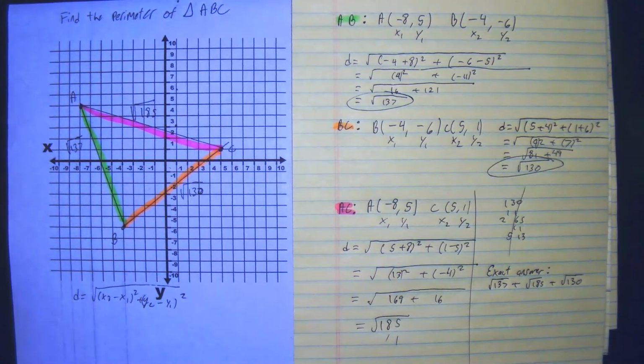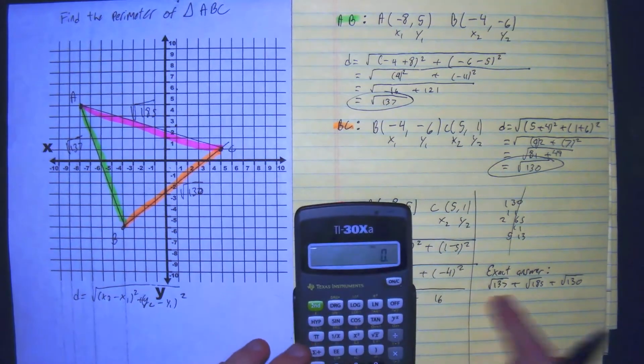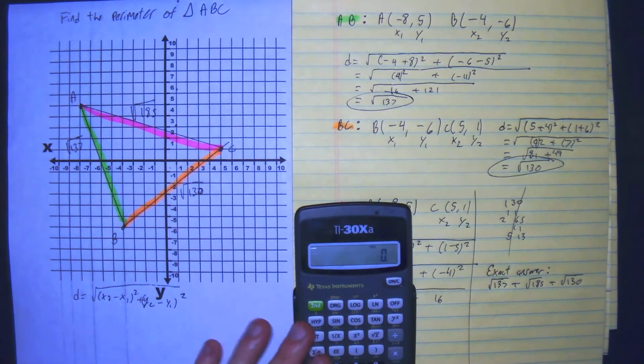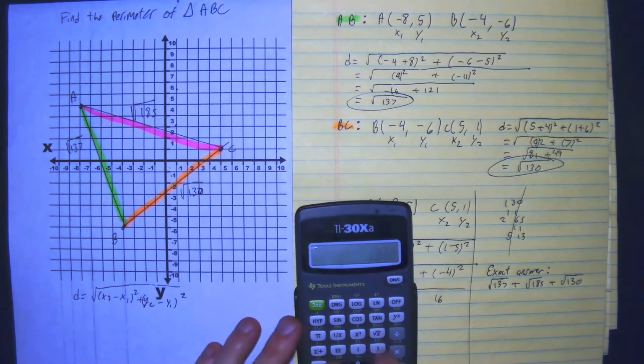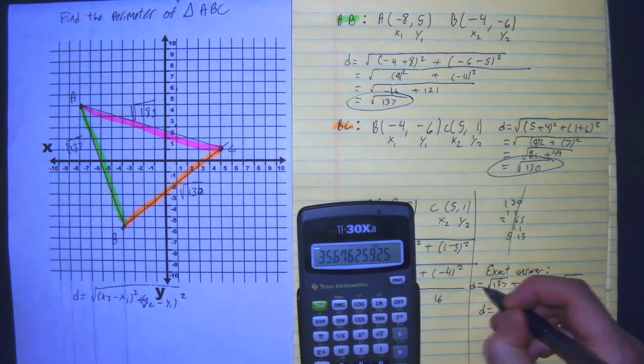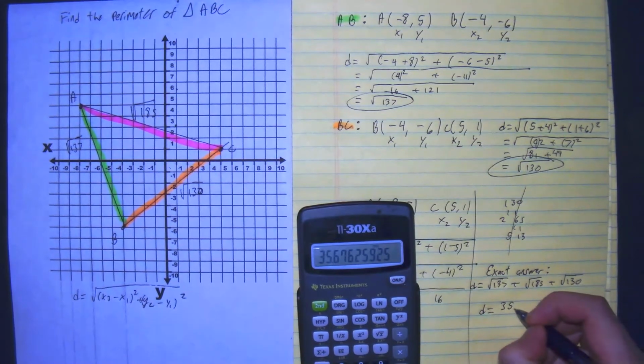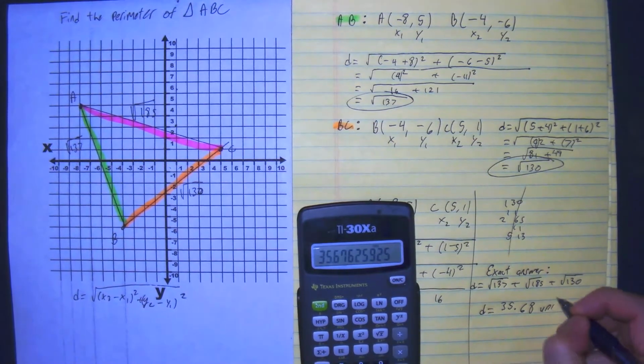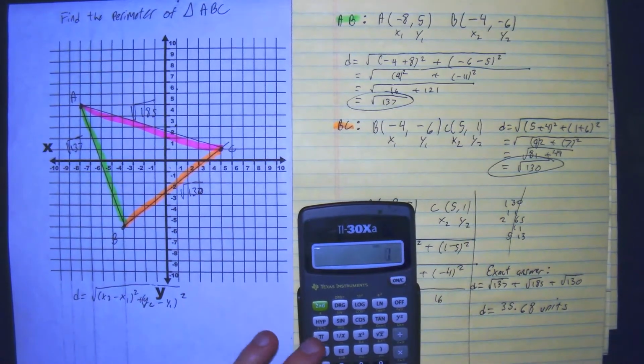If you want to get an estimate, you're in luck. All you have to do is just plug in the numbers and don't round until the very end. So you would do square root of 137 plus square root of 185 plus square root of 130, and you would get the distance is equal to 35.68 units. Again, you would just type in 137, then square root. Add 185 square root equals, plus 130 square root equals. And you get that answer. There you have it.